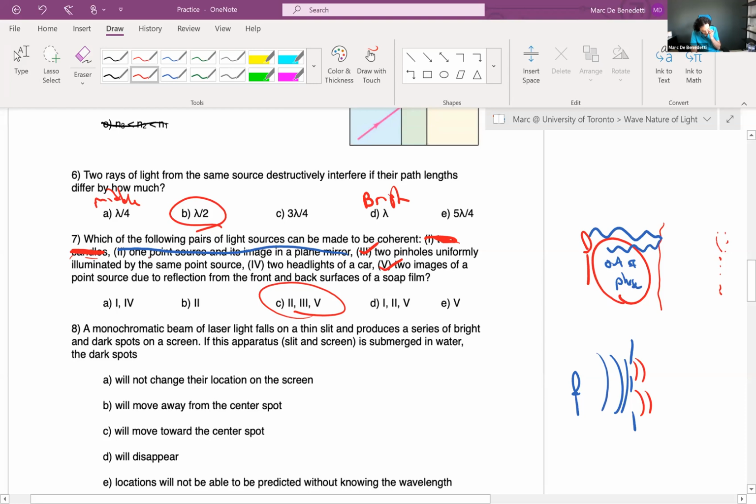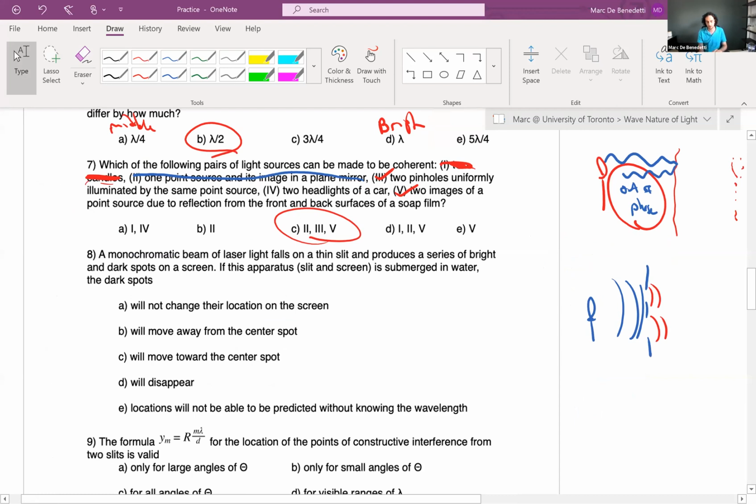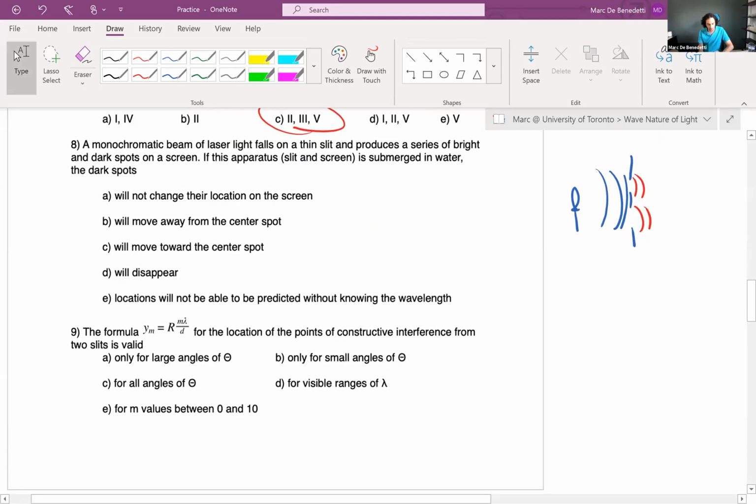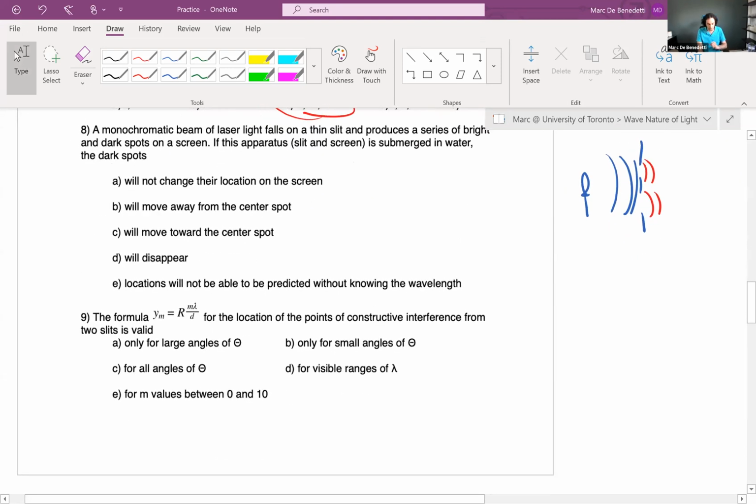The point source and its image in a plane mirror. I'm pretty sure when it strikes that surface, though, it will invert. Yeah, there's something fishy about 2. Anyway, based on multiple choice, the answer is going to be C, but I'm certain that when light hits an object and reflects, it will change its polarity. Anyway, I know we're slightly over time. We only have 2 more questions to go.